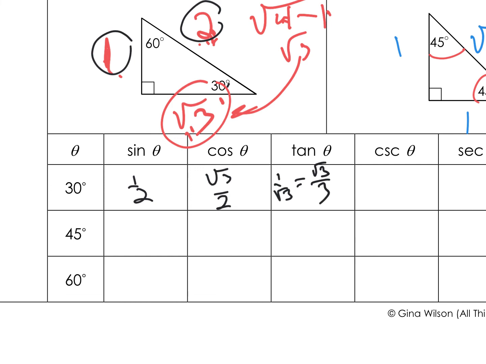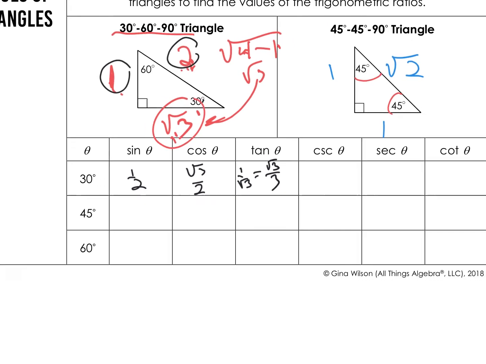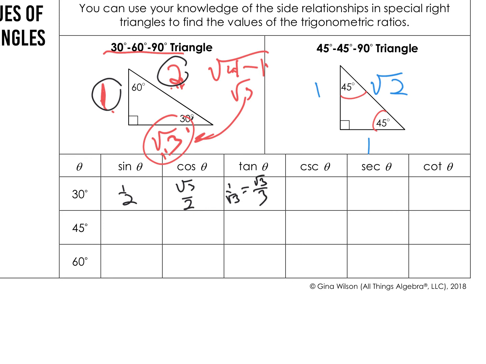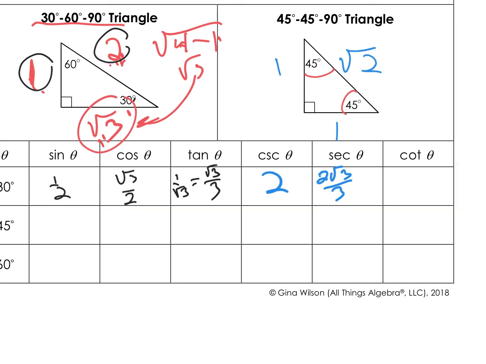Now, how hard will it be to do the remaining 3? Very hard. Why? You just flip the sine. So what's the cosecant of that 30 degrees? 2. What's the secant of that? 2 over square root of 3. 2 square roots of 3 over 3. She did all the work in her head. I love it. What does the cotangent give you? It's going to be 3 square roots of 3 over 3.